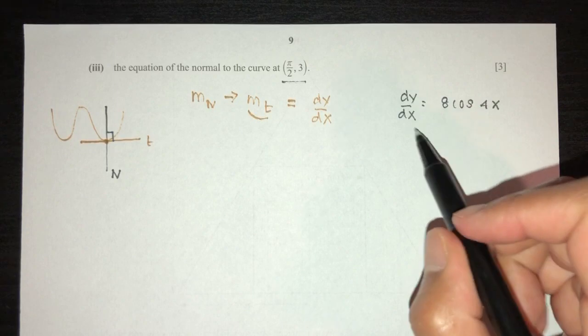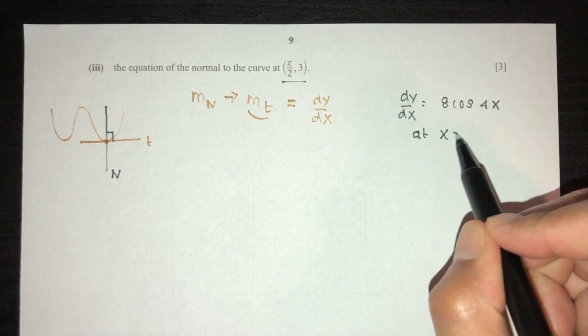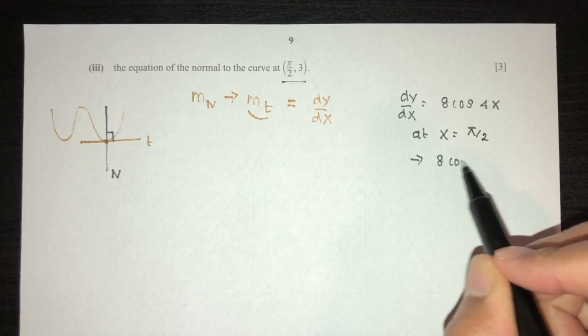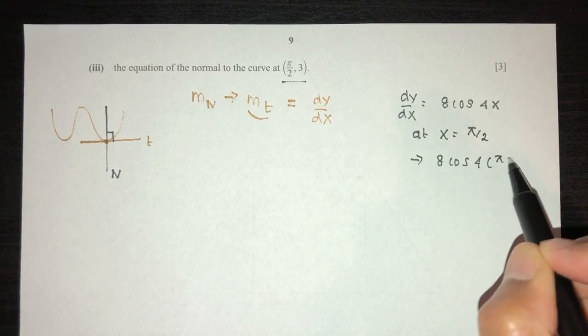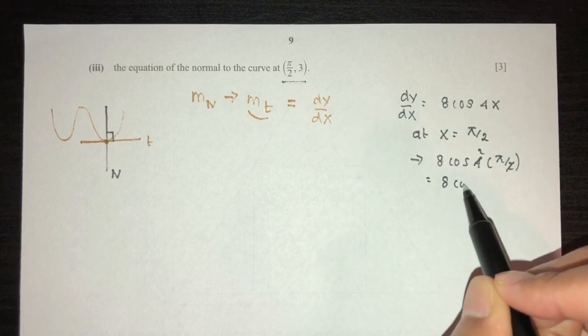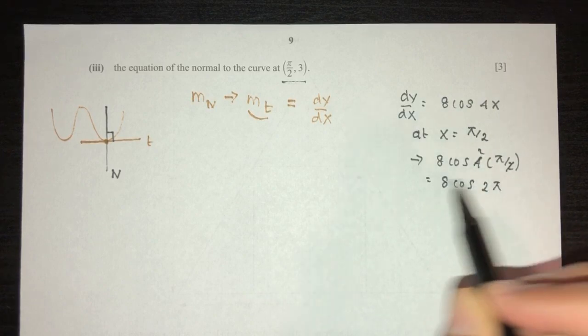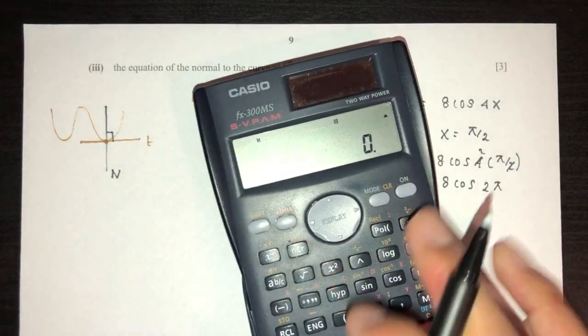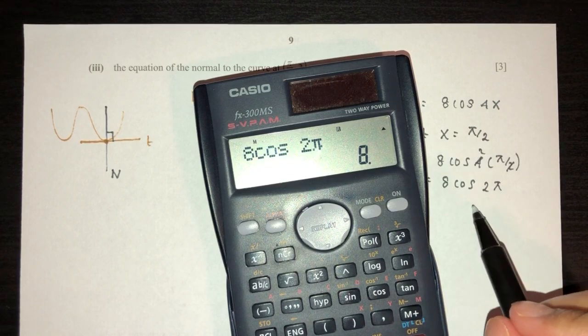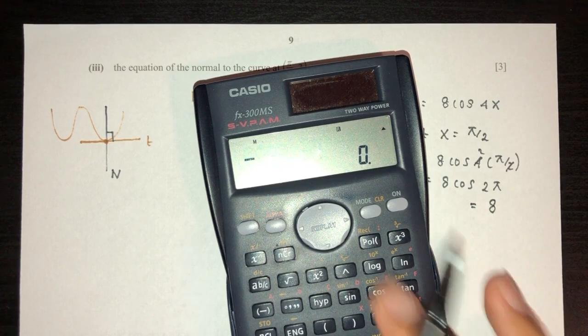So we have to find the value at x equal to pi over 2. So let's find the value. 8 cos 4 times pi over 2, that will be 2 pi. So that will be 8 cos 2 pi. This is simply replacing the values, nothing hard here. Of course, we have to use radians. So 8 cos 2 pi, that will be 8. The answer will be 8.